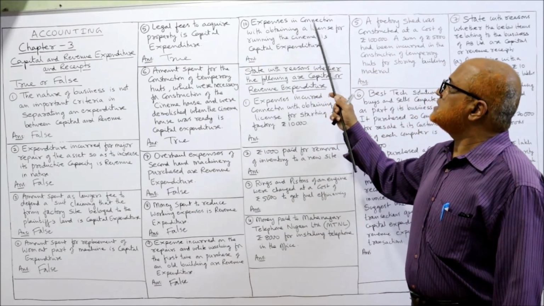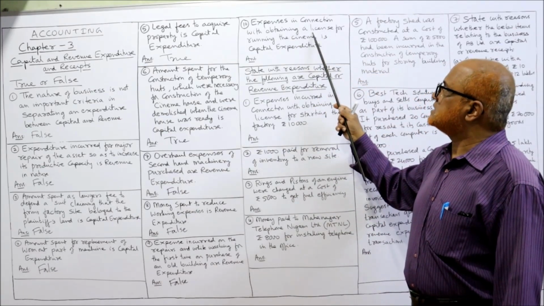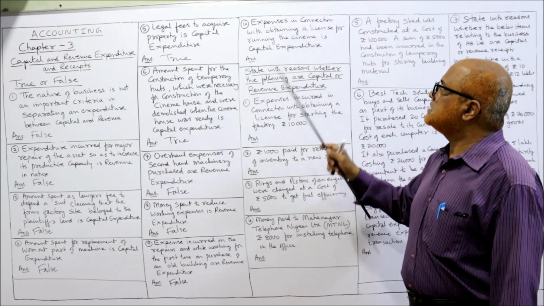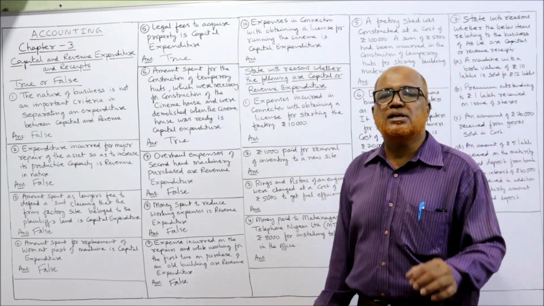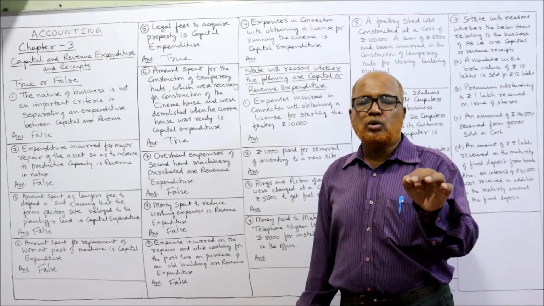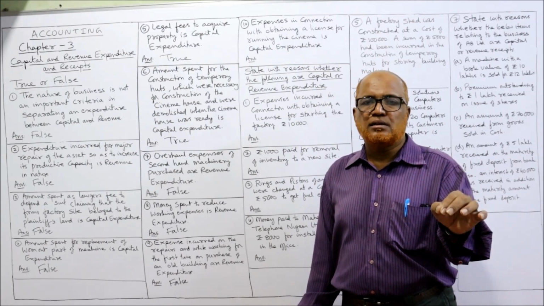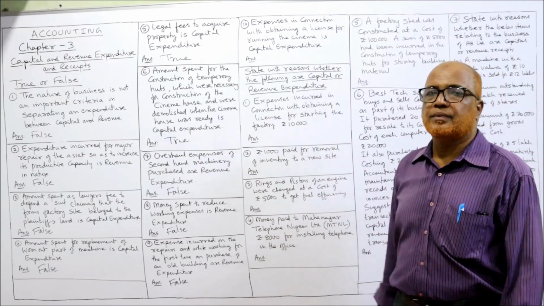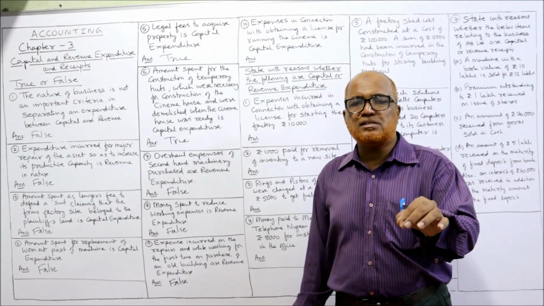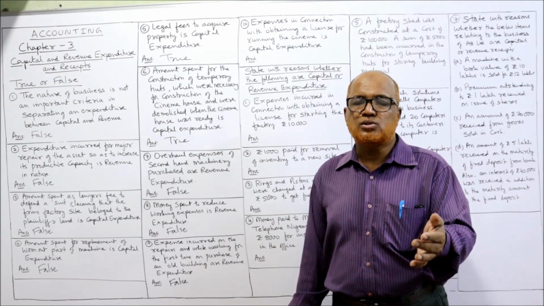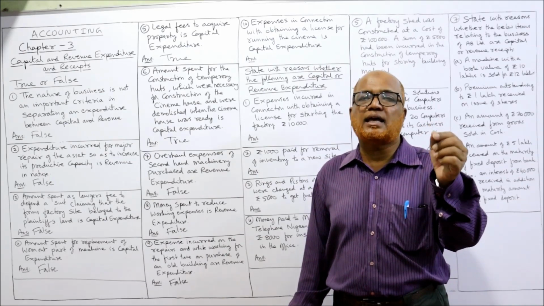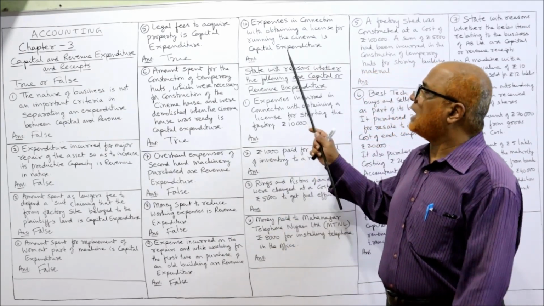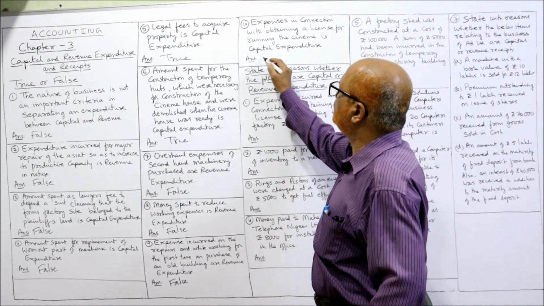Now, expenses in connection with obtaining a license for running the cinema is capital expenditure. Yes, true. Without obtaining a license, the business cannot start the cinema hall. So for the purpose of running the cinema, license is required. So this license expenditure is a capital expenditure. It's a capital expenditure, so it is true.